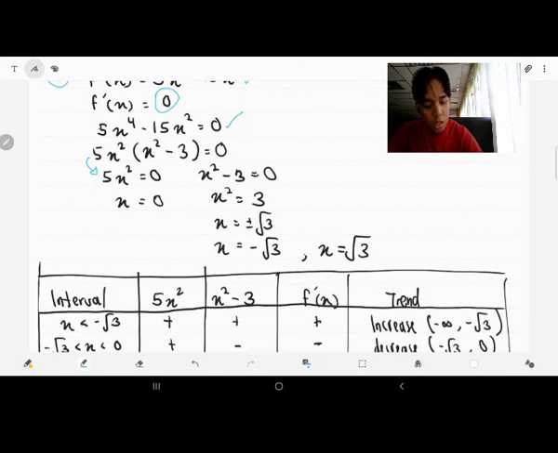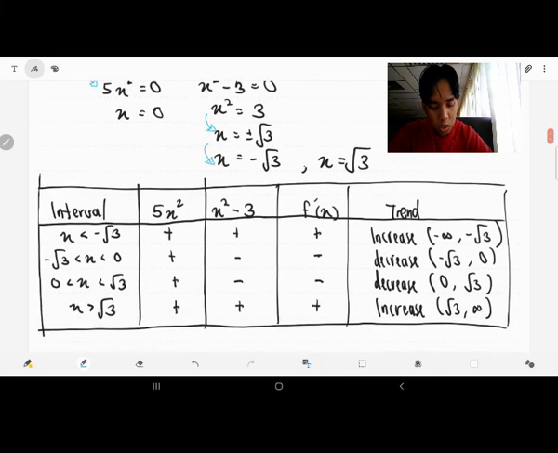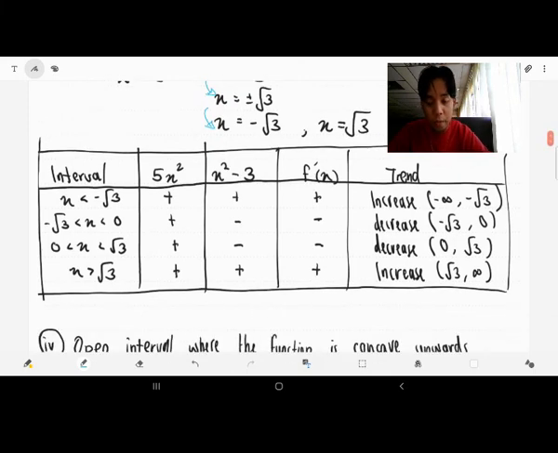So we can separate this like the first one we made. 5x^2 equal to 0, so x is equal to 0. And then x^2 minus 3 equal to 0, so x^2 is equal to 3. We get x equal to plus minus square root 3, so x equal to negative square root 3 and x equal to square root 3.